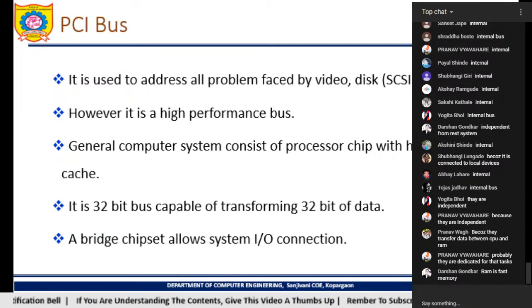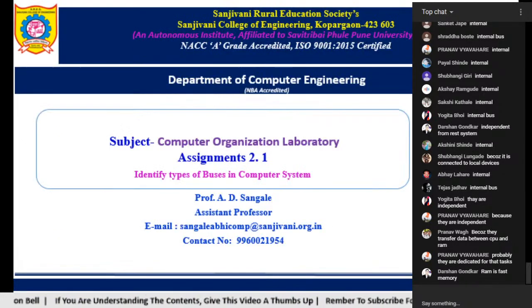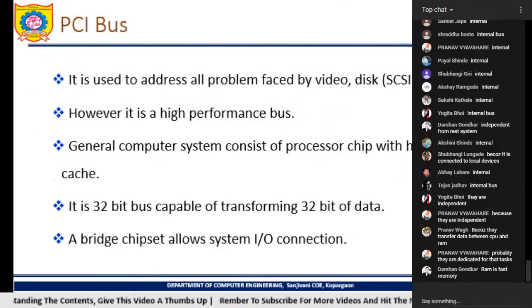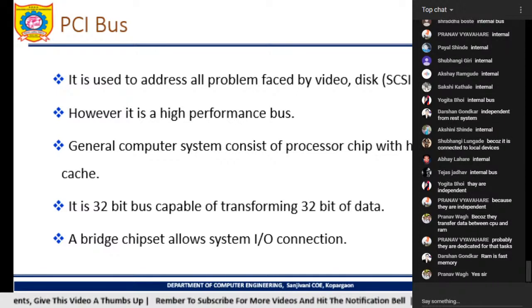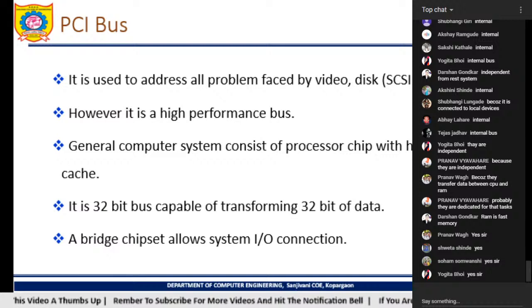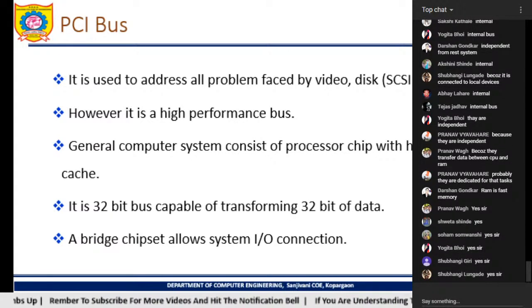So I hope you have understood the contents today. If you are not able to understand the contents you have seen, you can go through the process as it is. Watch this video again and again to understand the content, and if you have any doubts you can message me. Okay, I'll be going through your doubts.